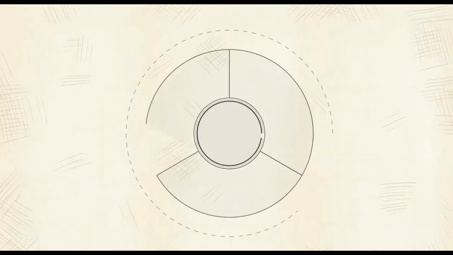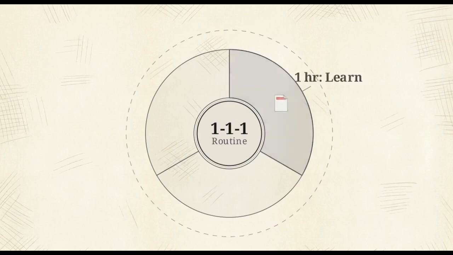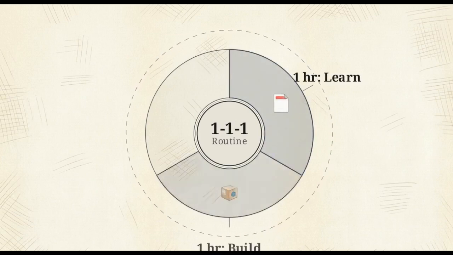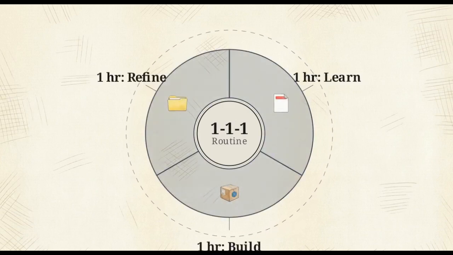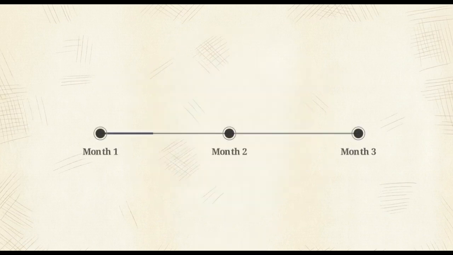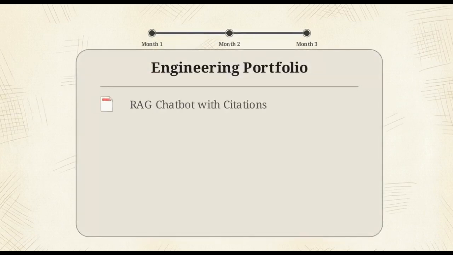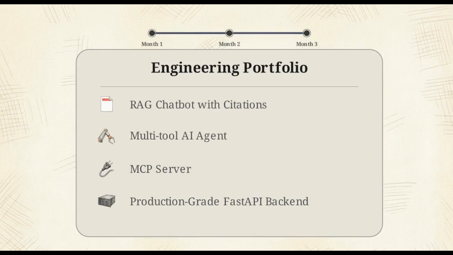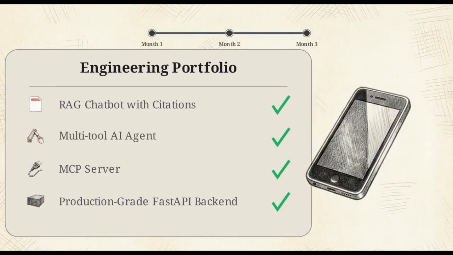To get through this material in 3 months, use the 1-1-1 daily routine. Spend 1 hour learning new concepts, 1 hour building projects, and 1 hour improving your code quality or reading documentation. This 3-month roadmap leads to a specific portfolio. You need 4 things: a RAG chatbot that provides citations, a multi-tool agent, an MCP server exposing real enterprise tools, and a production-grade FastAPI backend deployed live.